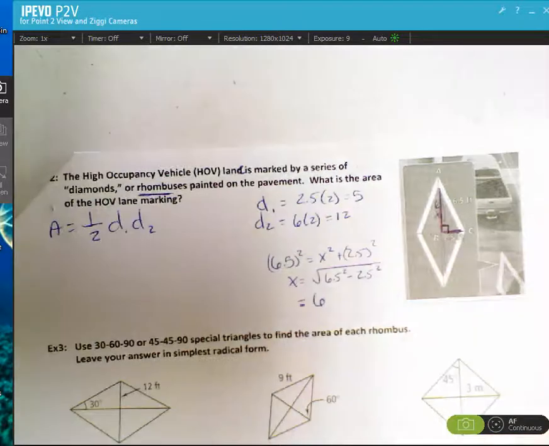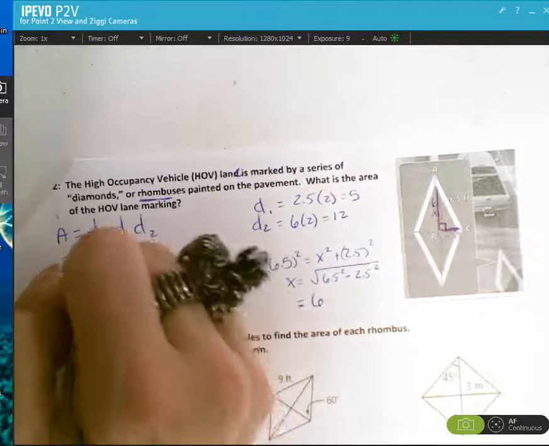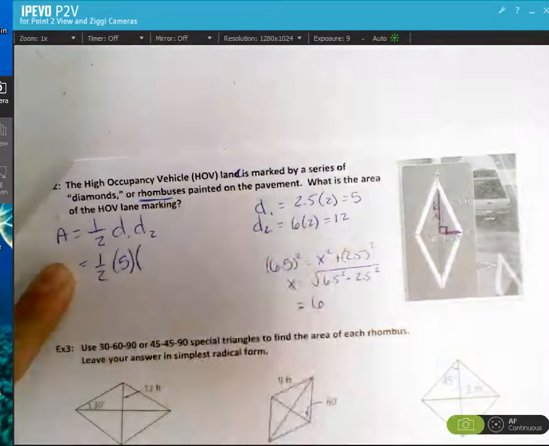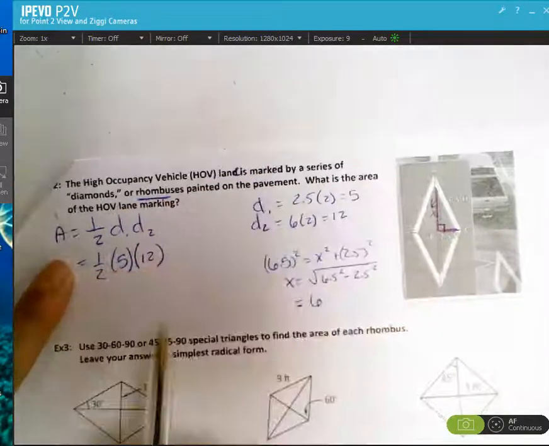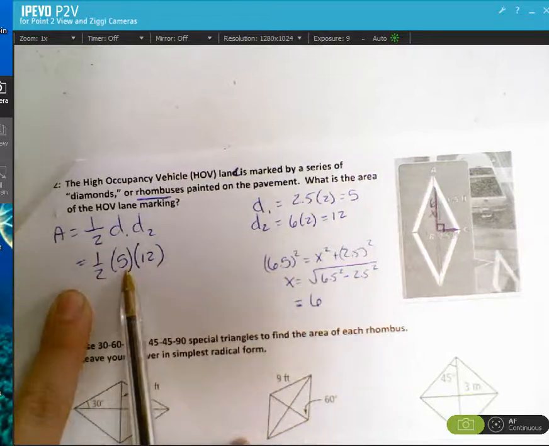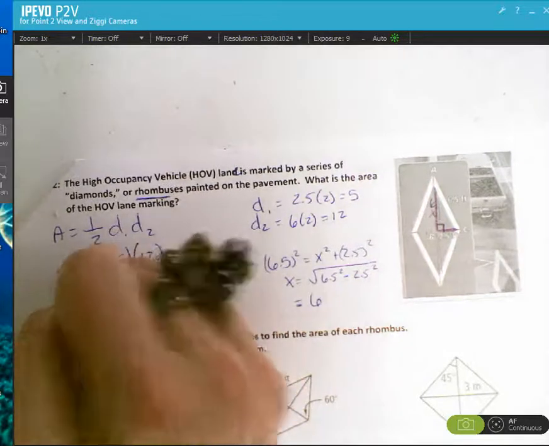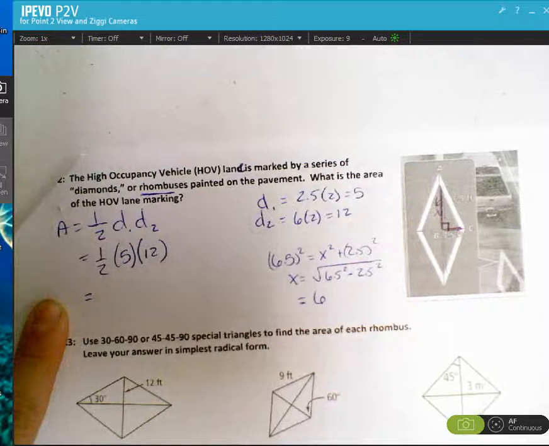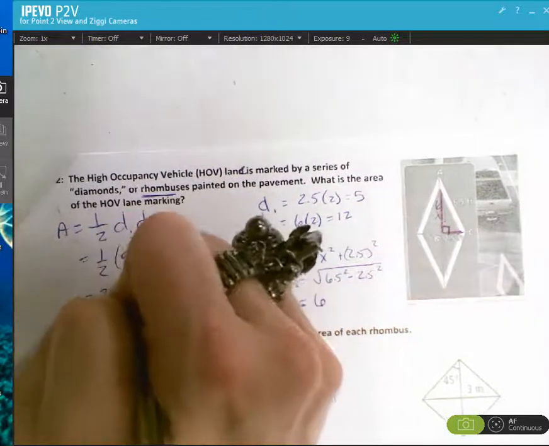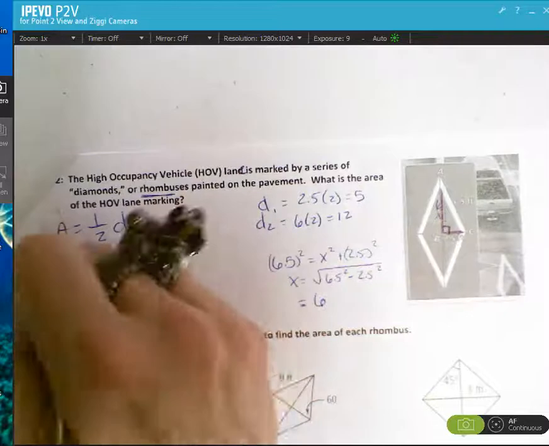So my second diagonal is 6 times 2, because there's 6 up here, there's going to be 6 down here, equals 12. And I can substitute in the pieces. 1/2, my diagonal 1 was 5, times my diagonal 12. Remember, you can multiply in any order. So I can take half of 12, which is 6, then times 5. That makes my math a little bit easier. Where did I get 5 from? 2.5, 5? That makes sense. So 6 times 5, which is 30. And we're done with feet squared.